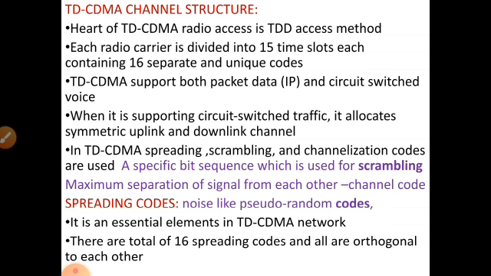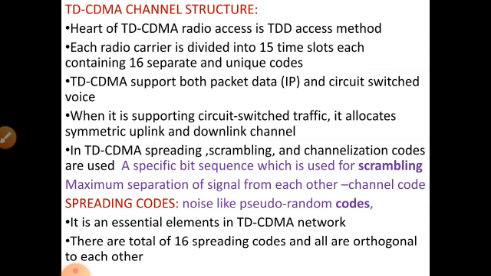In TD-CDMA they use 3 types of codes: spreading codes, scrambling codes and channelization codes. What is the meaning of scrambling code? A specific bit sequence which is used for scrambling is called a scrambling code. I will explain the meaning.